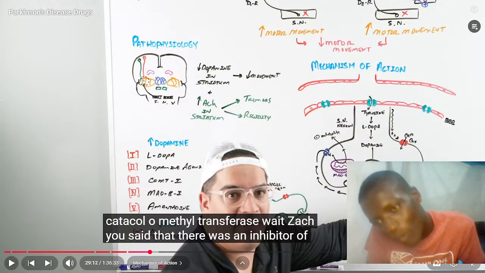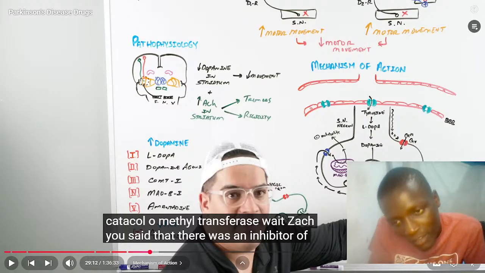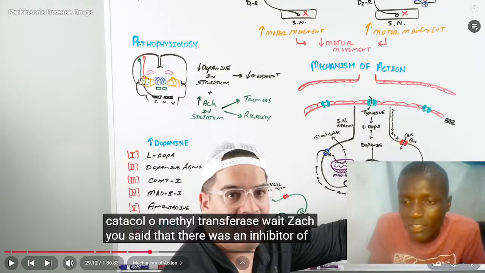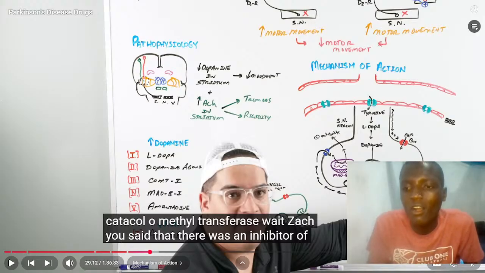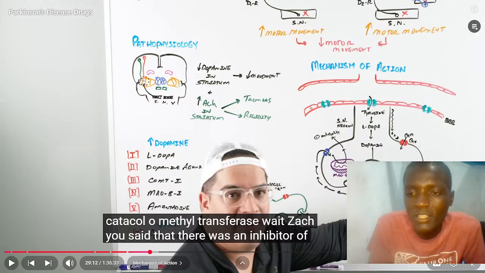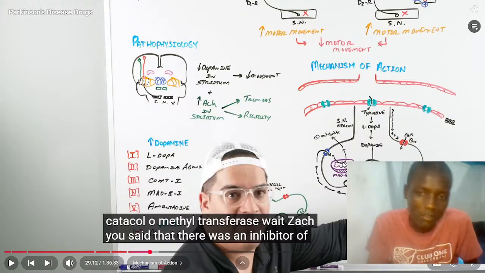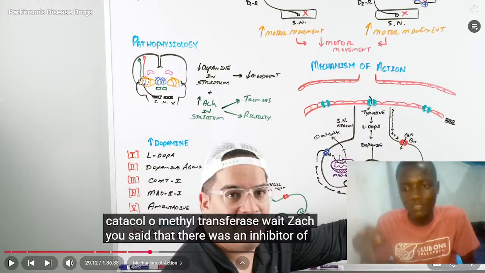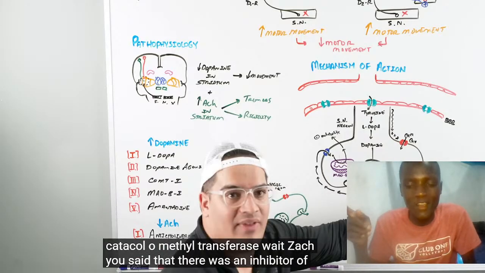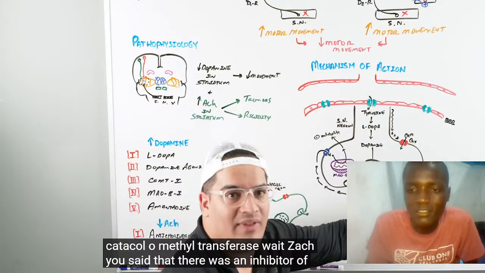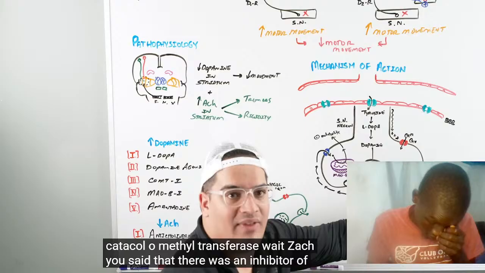So basically, the drugs that you are talking about are the inhibitors of these two enzymes, monoamine oxidase and catechol O-methyltransferase. So these enzymes break down the dopamine, but we don't want that. We want the dopamine because that's what we want, so that we can prevent the Parkinson's. So we have to inhibit these two enzymes so they don't break down the dopamine.